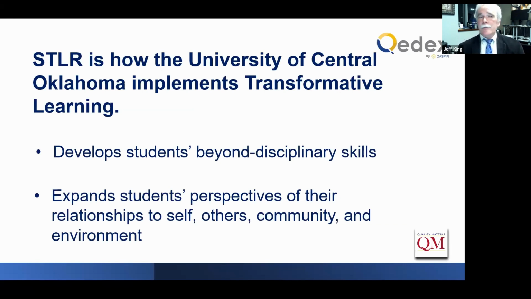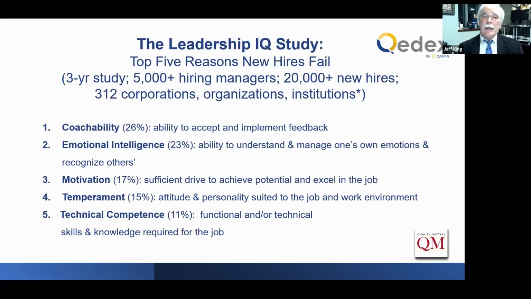So as Stuart explained, our method of operationalizing transformative learning is the student transformative learning record. And the way we define transformative learning is what you see here in these 2 points. It develops students' soft skills, essential skills, and it expands students' perspectives of their relationships to self, others, community, and environment.